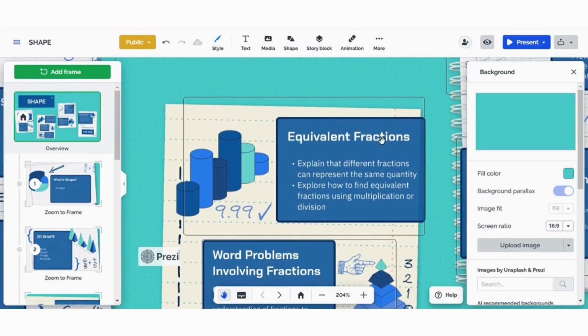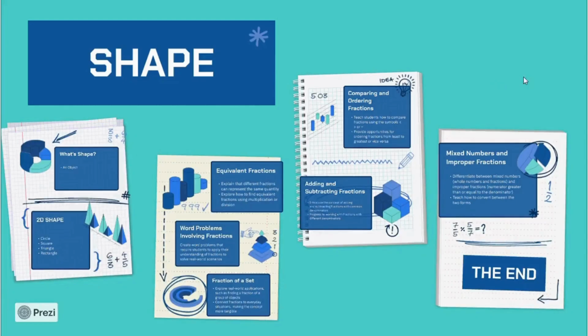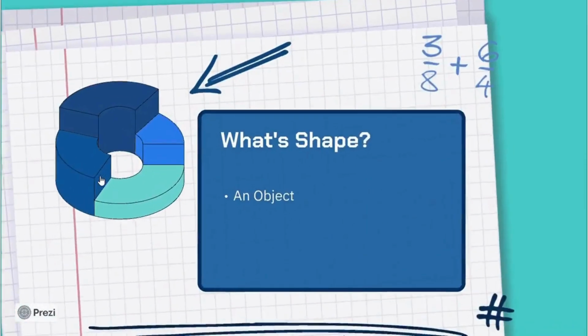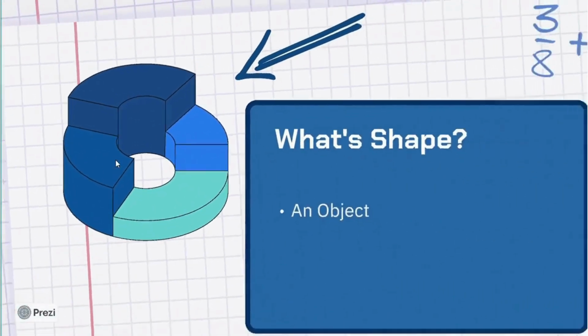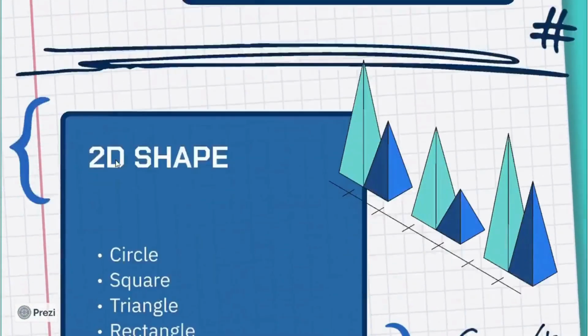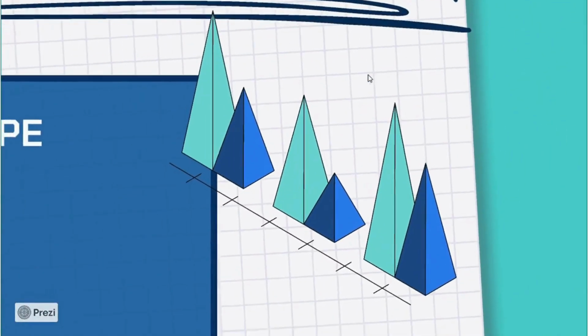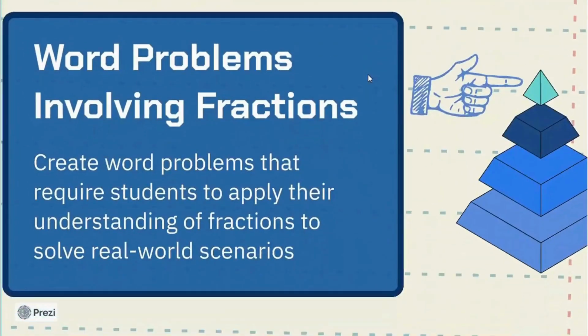So equivalent fraction. Okay, I think I have to start present. Let's present this. So to start the present, you can click this. Go to what is a shape. So like you can see, it's zooming into the point that you want. So you can click or you can navigate using your trackpad, using your navigation button. Okay, so I think that's all for Prezi.